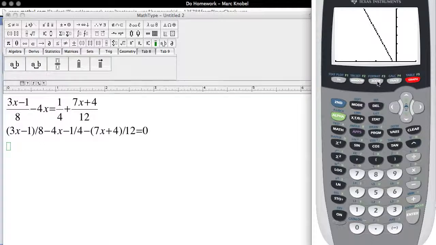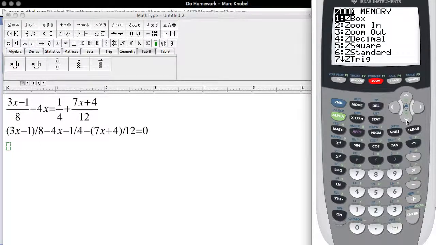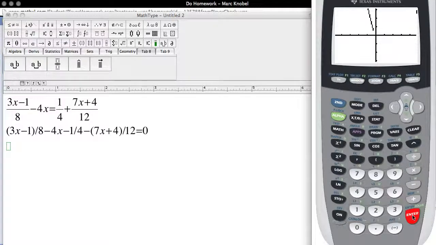This actually is not the zoom decimal window, so something happened here. Let me go back and do this again. Press 4. I guess I pressed graph. I should have selected enter to choose 4, or just typed 4, zoom 4. So I should have pressed enter. That's what happened. So that's more like what I'm expecting. You can see the graph crossing. There's an x-intercept there, but it's kind of hard to see on this window.